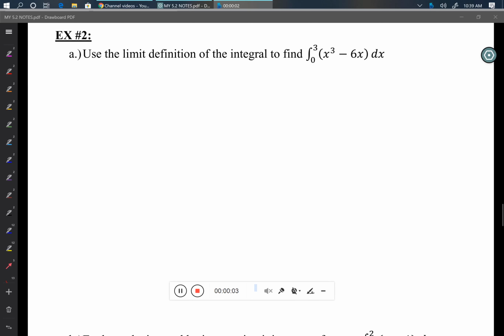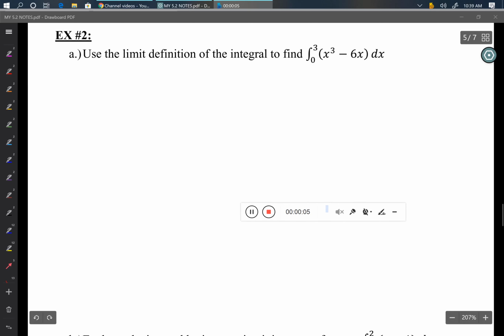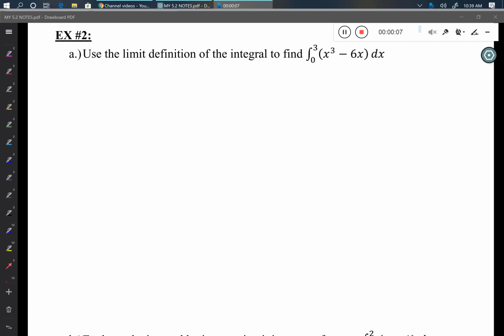Welcome back. This is part 2 of section, what section is this? This is section 5.2. In this section, what we're doing here is we're taking a look at finding the value of an integral, the value of a definite integral here. And we're using a limit definition. All right, so we're going to use the limit definition to find the value of this mess right here.